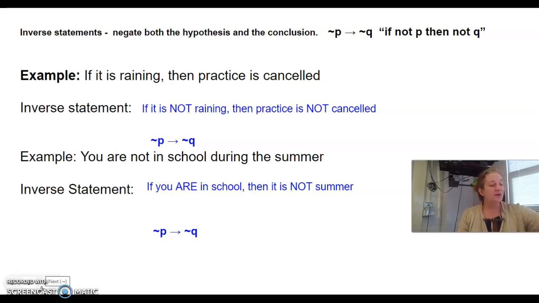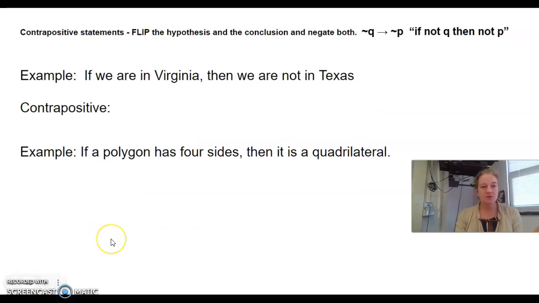Okay? If you get 100% on the test, then your teacher will give you an A. Turn that into the inverse. If you live in Austin, then you live in Texas. Turn that into the inverse. Okay? Oh, wait, that was for converse. For inverse, it was, if today is Wednesday, then yesterday was Tuesday. If I eat a gallon of ice cream, then I will gain weight. Sorry about that.